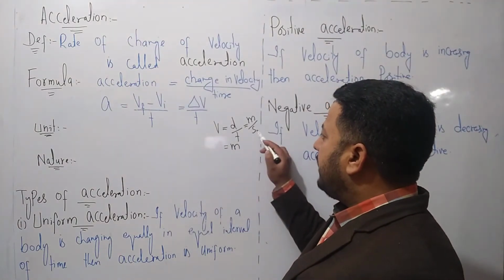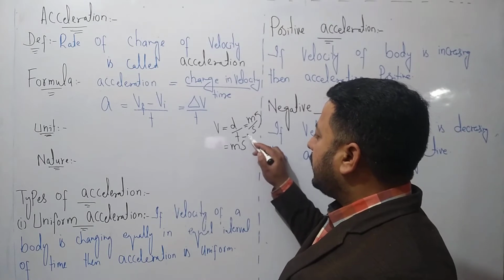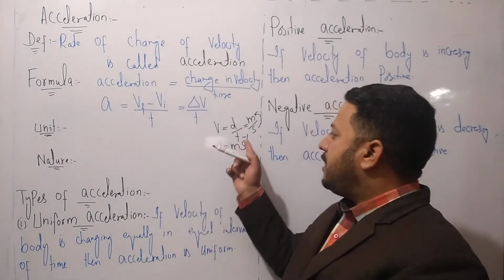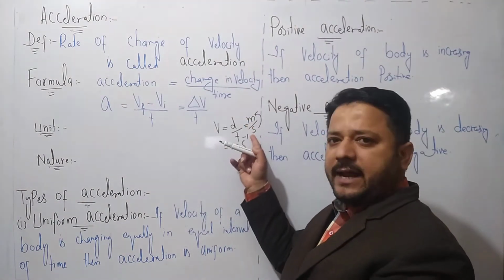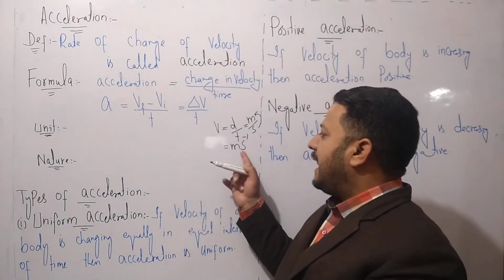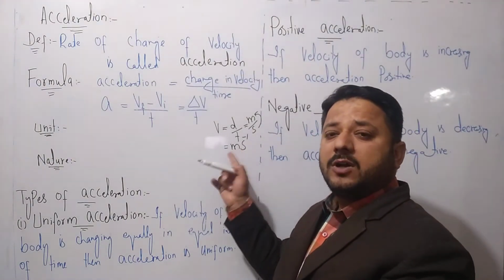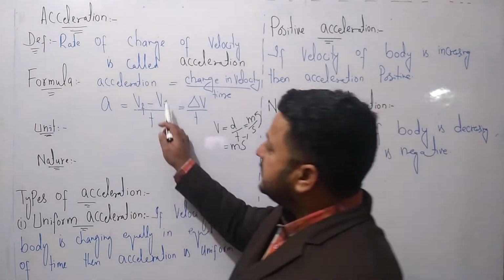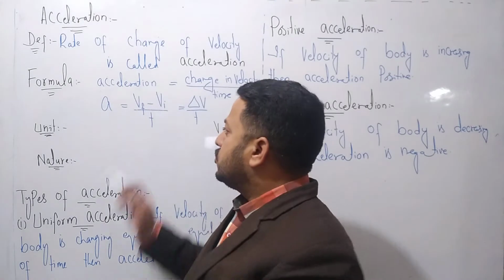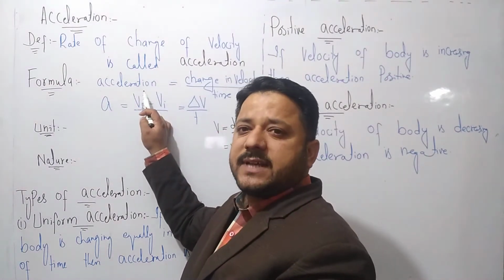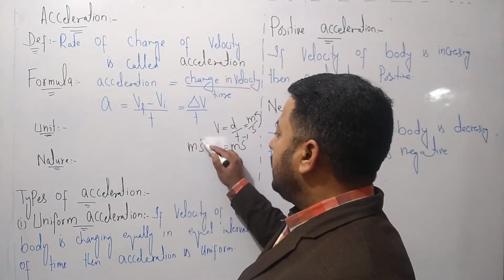Whenever second is in the denominator, we can write it with a negative 1 power. It was meter per second, and we can also read this as meter per second. This is the unit of velocity. Now students, change in velocity is by nature velocity, so the unit of change in velocity is also meter per second.